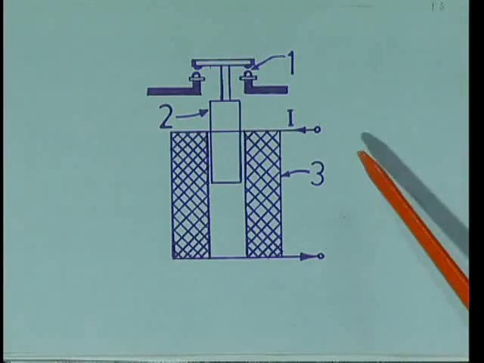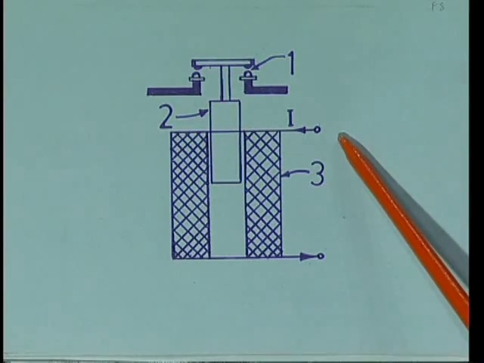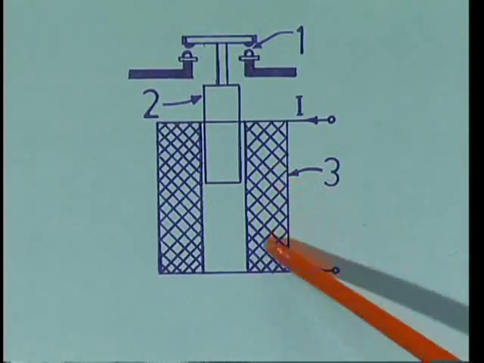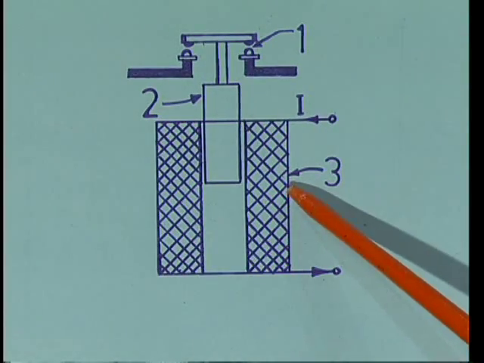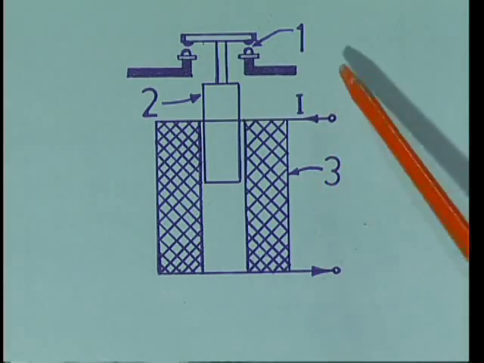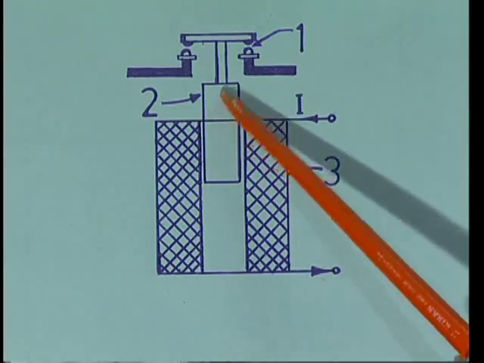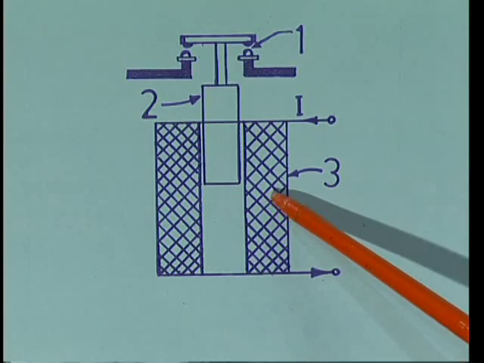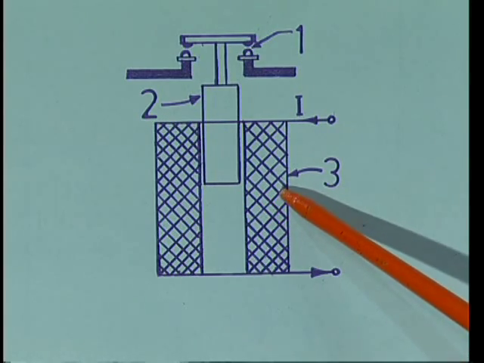This is the armature type electromagnetic relay. The other type of electromagnetic relay is as shown in the figure. This is the iron plunger electromagnetic relay. There is a coil, a hollow cylindrical coil, on which the windings are wound. The second part is called the iron plunger, which moves in the hollow cylindrical coil. This coil is nothing but a solenoid, also called a solenoid.